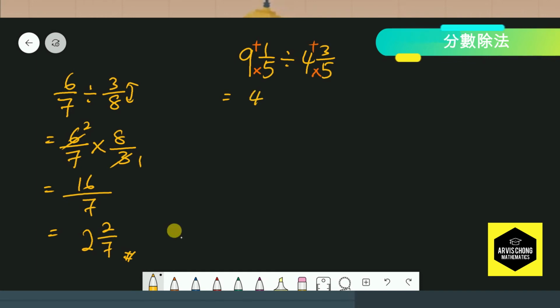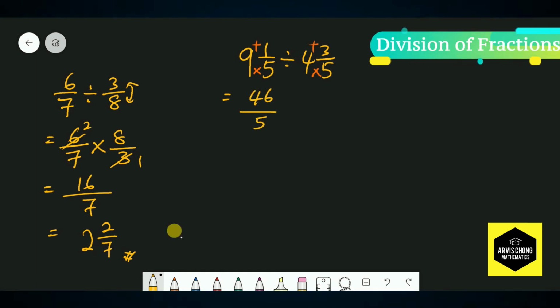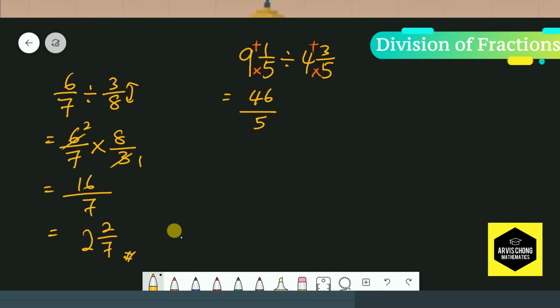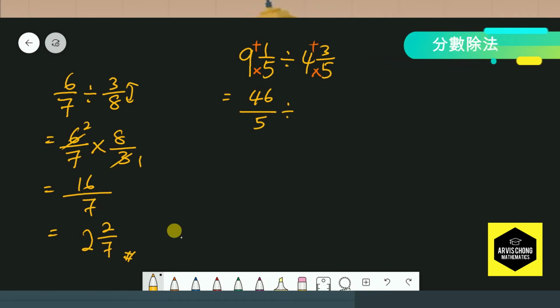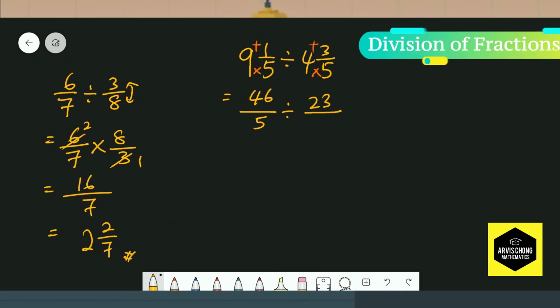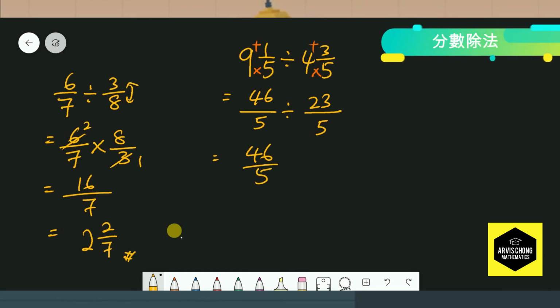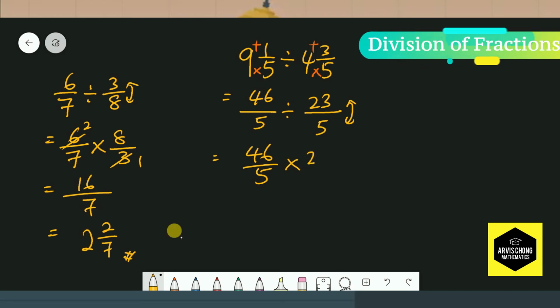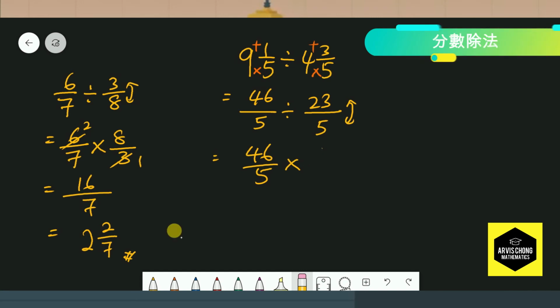46 over 5. Here we don't change to times first; we remain the same. Then here, 4 times 5 is 20, 20 plus 3 is 23, over 5. Then eventually here we can start to change our fraction at the back. So change to times here, then flip this over. Let me write it properly here. So here is 5 over 23.